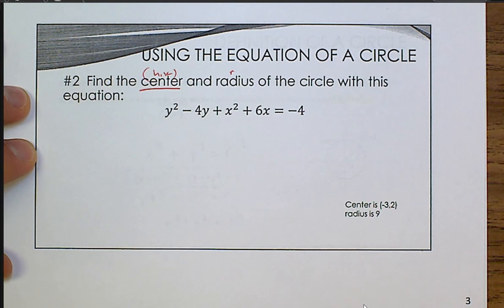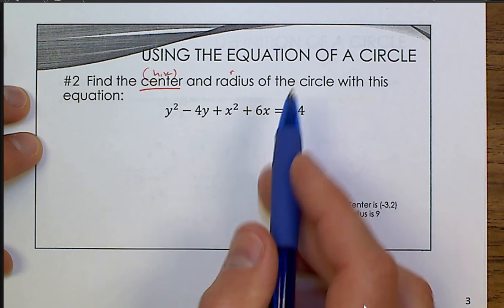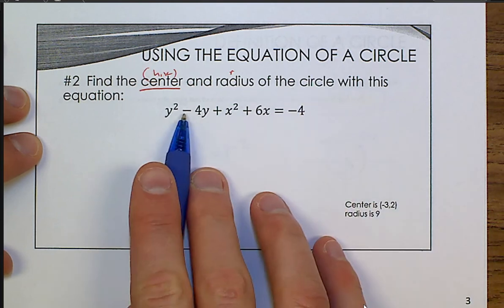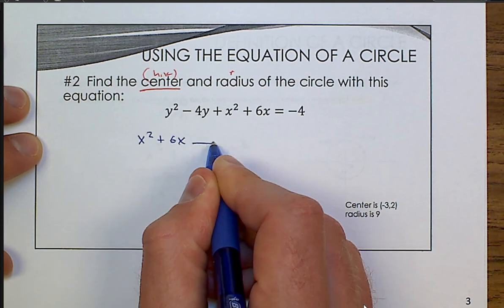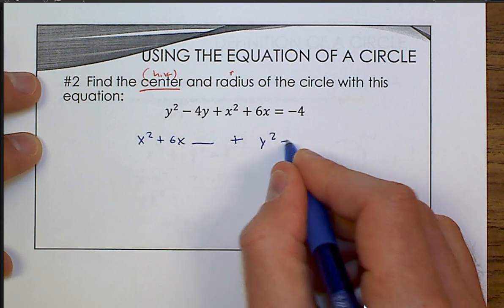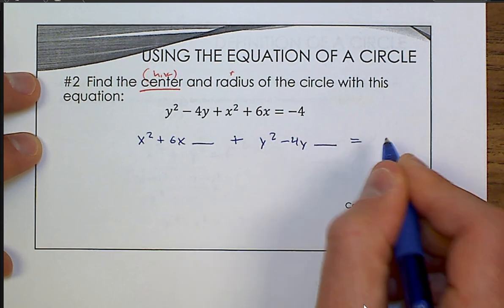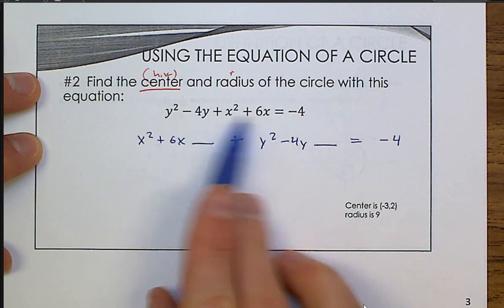All right, so now you notice that the y's are first. It really doesn't matter. You can move things around as long as you keep the symbol with it. So for example, I'm going to go x squared plus 6x, leave a space, plus, it's always plus in the middle, y squared minus 4y, leave a space, equals negative 4. Now there were no constants over here, so there's nothing to move over just yet.